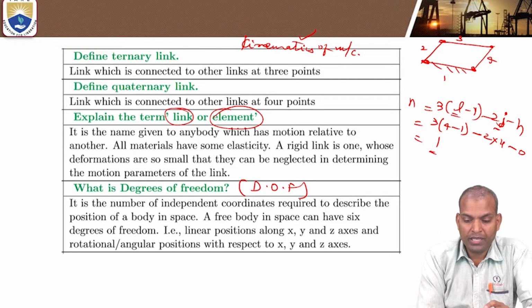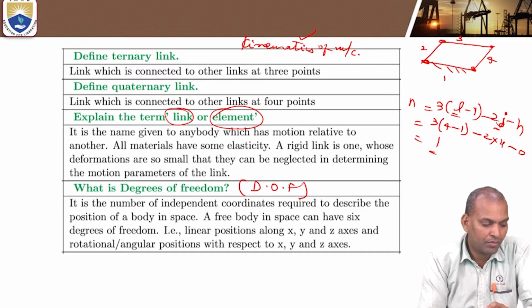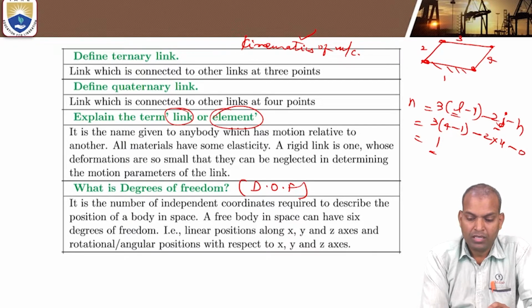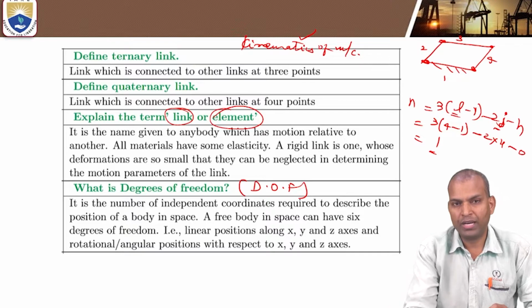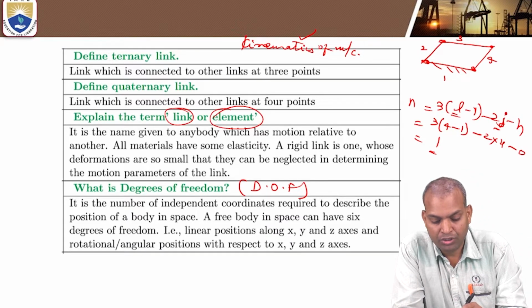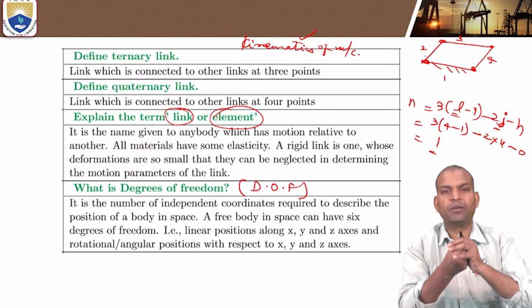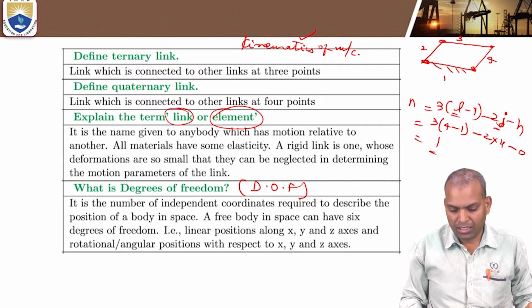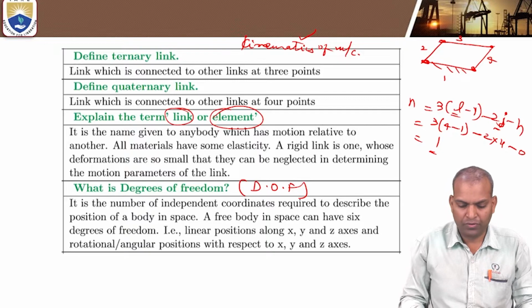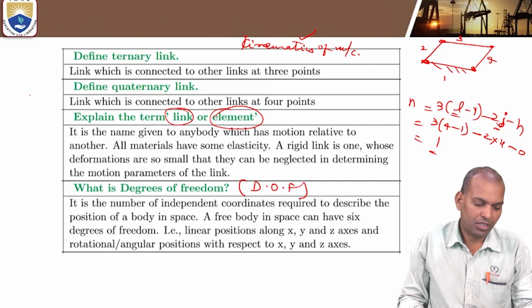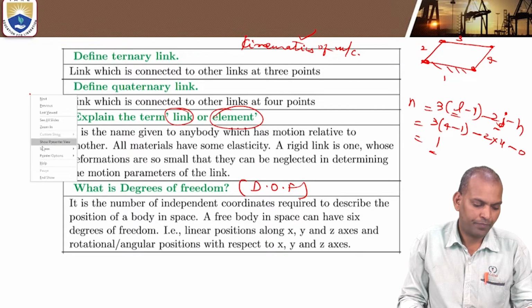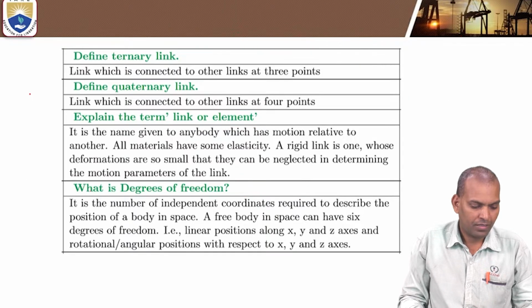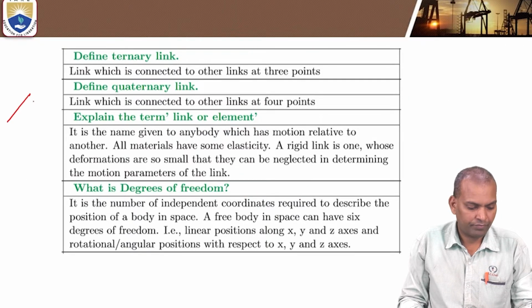Now, what is the higher pair here in the case of the 4-bar mechanism? Why is it 0? Because there is no point contact or line contact. The joints are lower pairs, meaning the joint is a complete surface contact. Okay, that's why the number of joints is 4. Similarly, we can solve the degrees of freedom for a 3-bar mechanism.